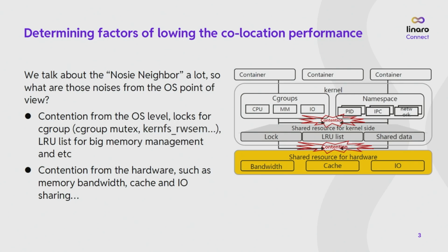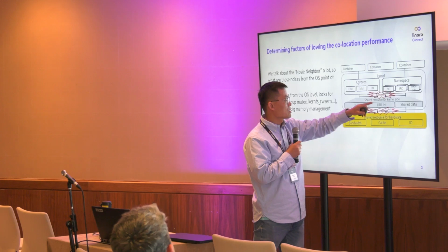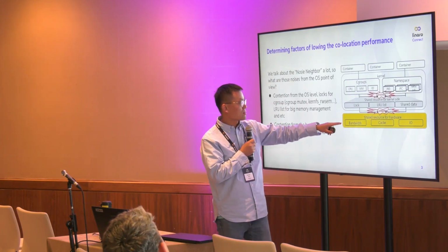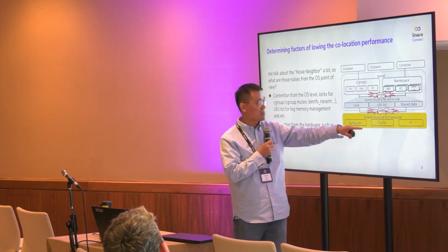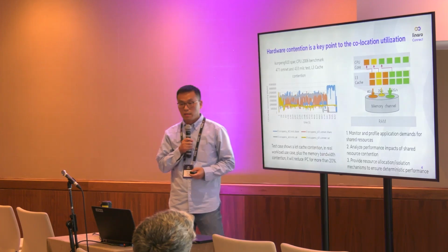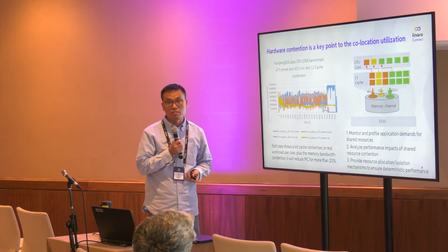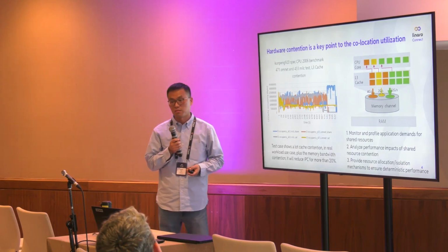Here is a simple diagram of that. This is the kernel level, where there is a lot of contention from shared resources on the kernel side. The other is from the hardware side, with shared resources such as memory bandwidth, cache, and IO. Today I will talk about the hardware contention, which is the key point for co-location utilization.